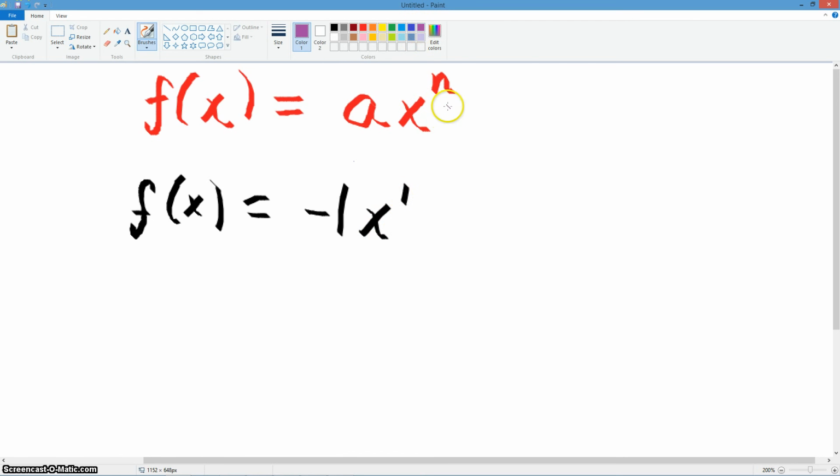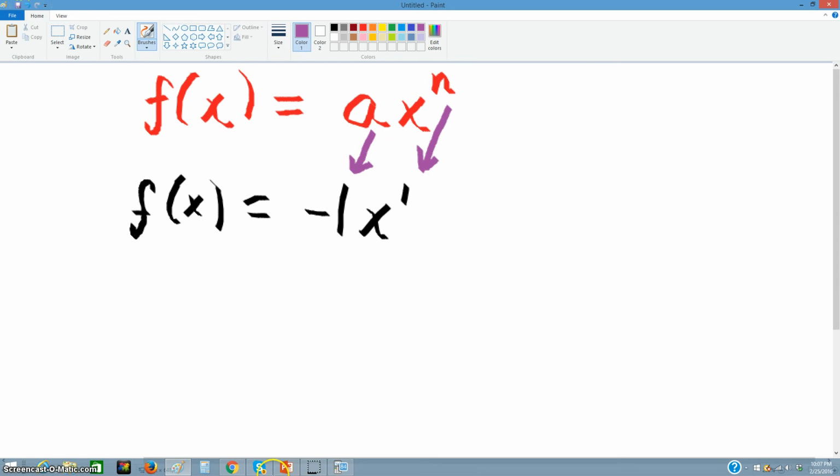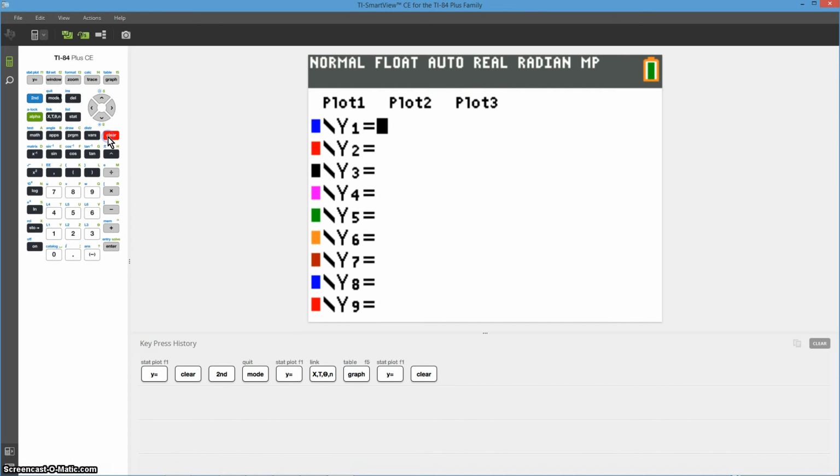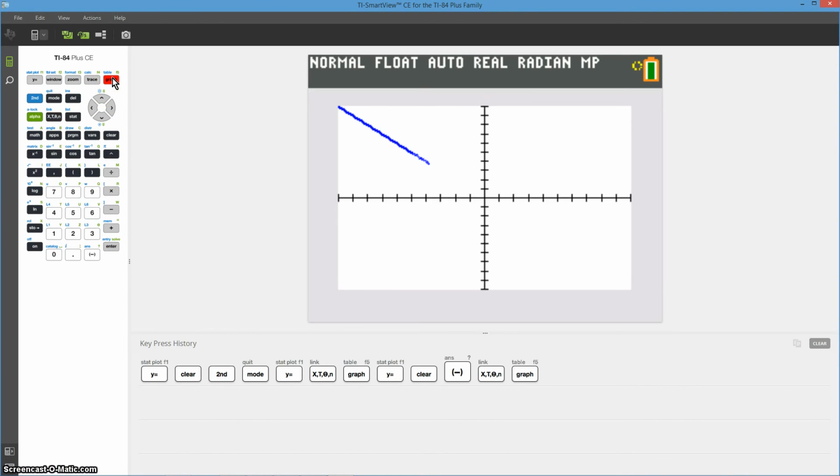All right, well, what do you notice is the only thing that changed? N is still my exponent, and that's still 1. But this time my a is no longer 1, it's negative 1. All right, so let's plug it into the calculator. Let's just plug it into the calculator. So now we have y is equal to negative x. And let's see what that graph looks like.